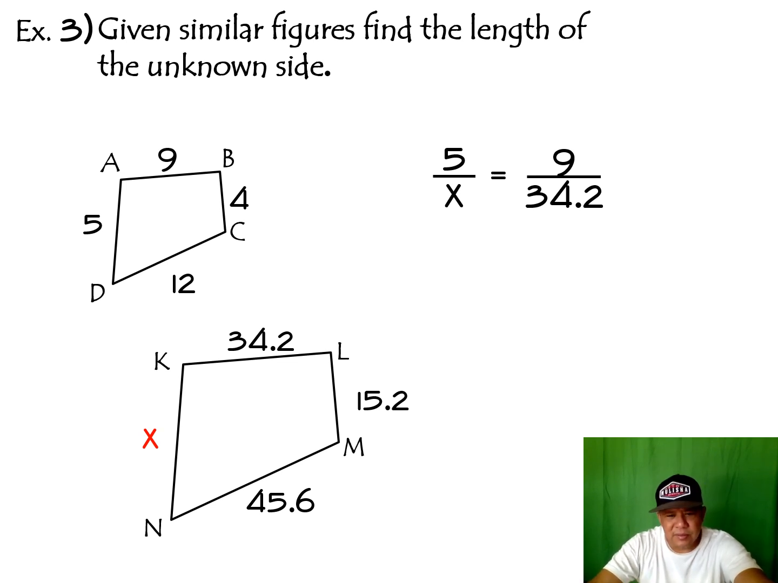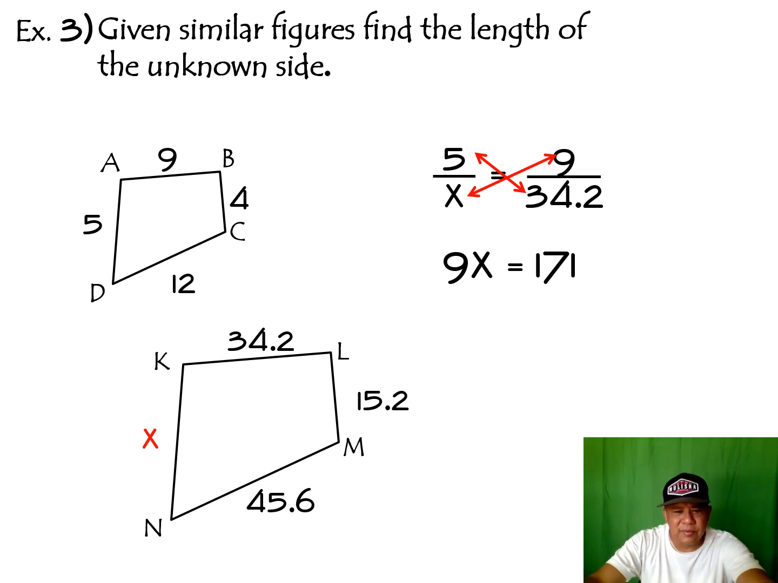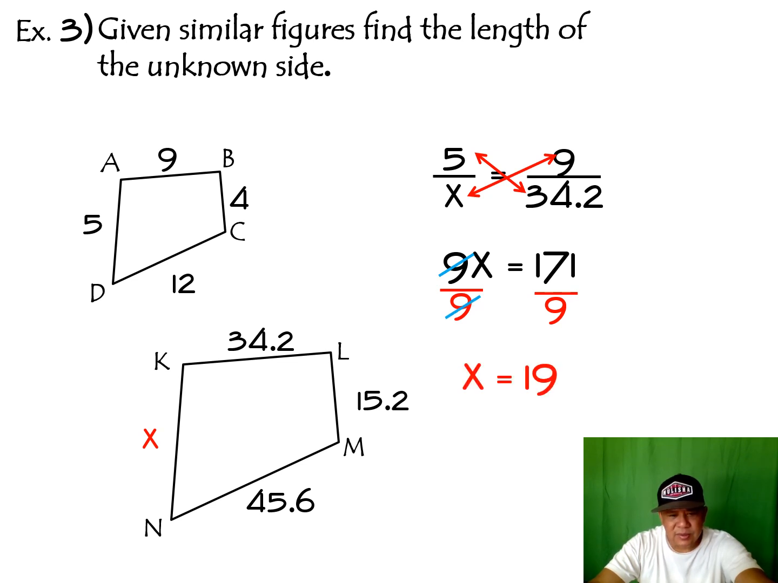So now you're going to cross multiply, and that gives you 9x equals 5 times 34.2, which is 171. Divide by 9, and x equals 19. So that's how you find the length of the missing side. Now, let's go ahead and practice this and try number 3 on your own.